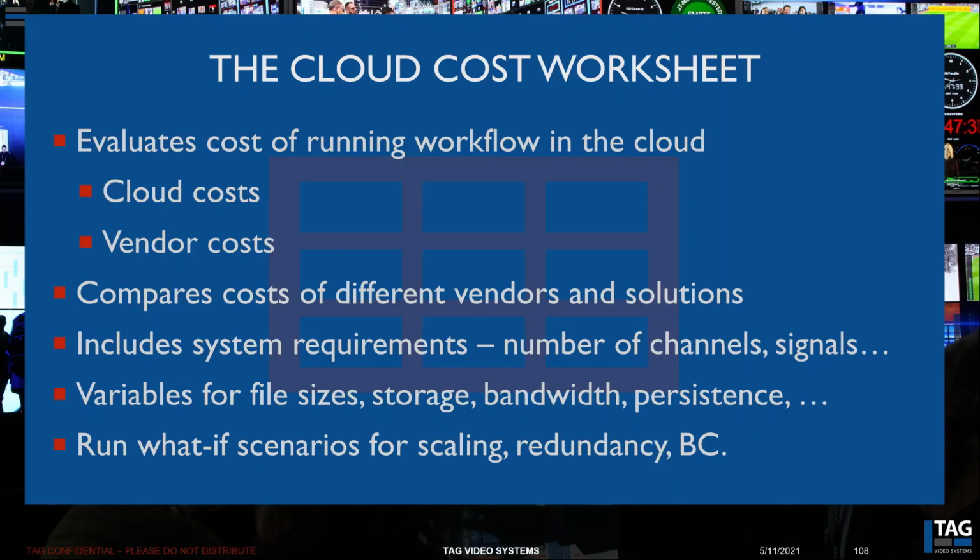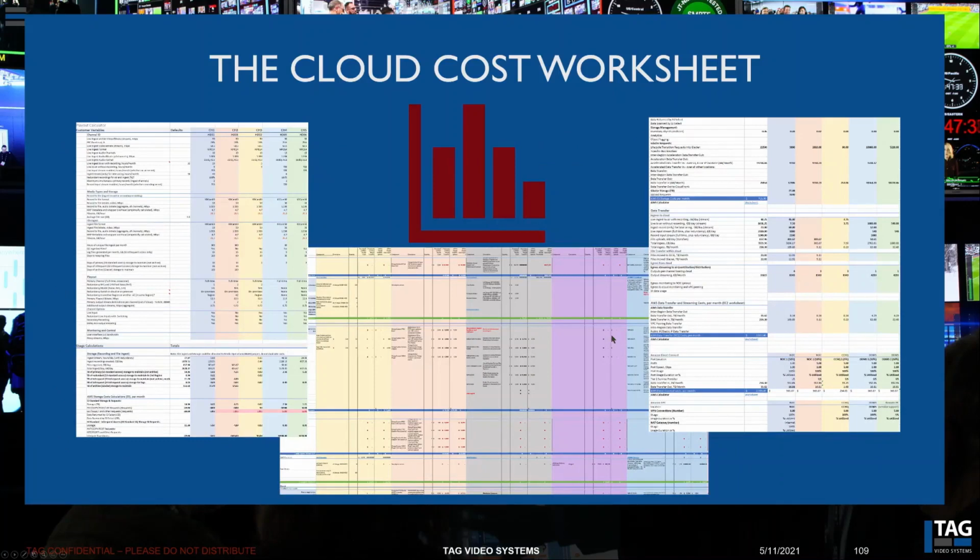And you're going to want to include system requirements like the number of channels and signals as variables so that you can actually model different size systems and different parameters. And you're going to want to account for things like variables for file sizes, storage, bandwidth, and how long you want to keep files, persistence, and such. And finally, out of all this, once you've built this worksheet, you should be able to run what-if scenarios. You should be able to look at how the system will scale, and what the cost is for redundancy or business continuity plans.